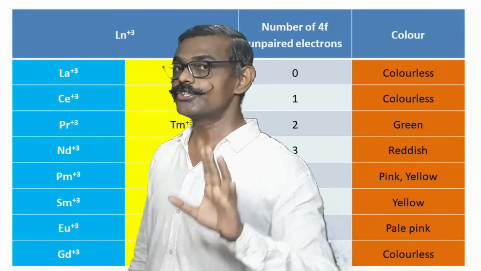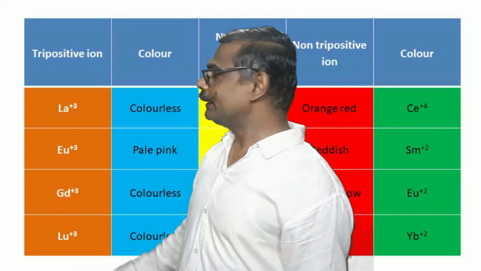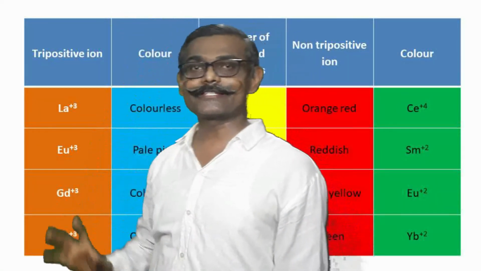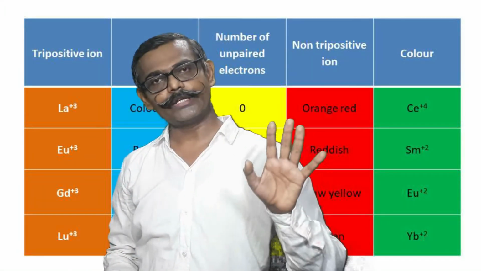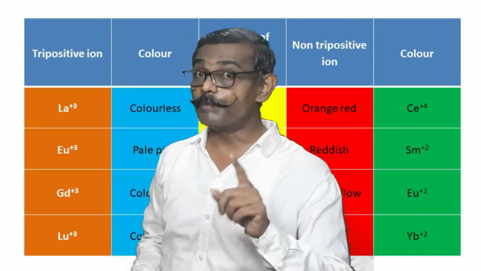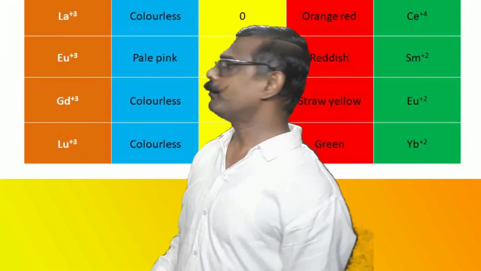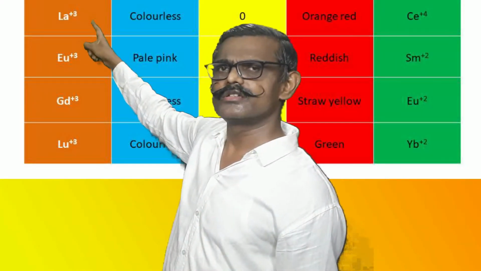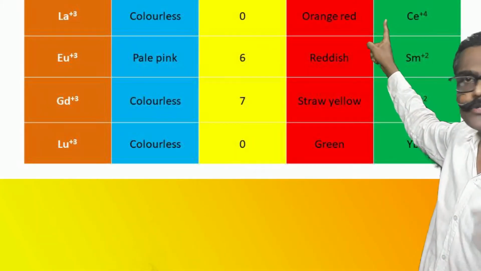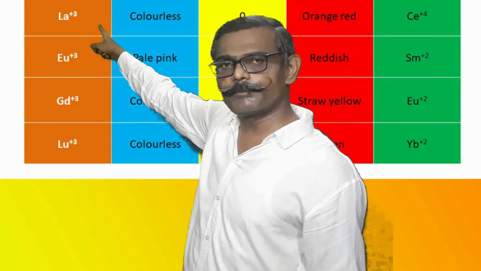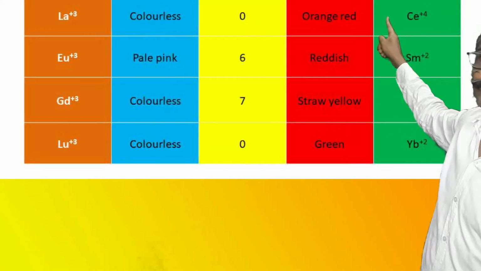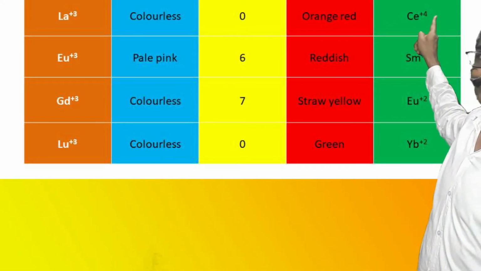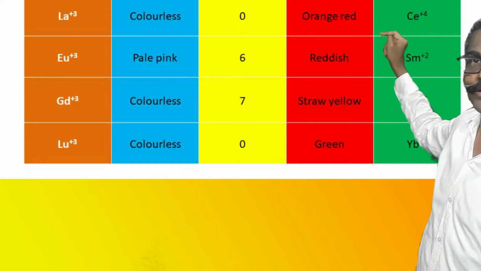But wait, see the next table also. In this next table you will find isoelectronic species, meaning the number of electrons is the same but the colors are different. For example, lanthanum plus 3 has f0 electronic configuration. Similarly, cerium plus 4 has f0 electronic configuration. Lanthanum plus 3 is colorless, so cerium plus 4 should also be colorless, but it is not; it has a reddish orange color.